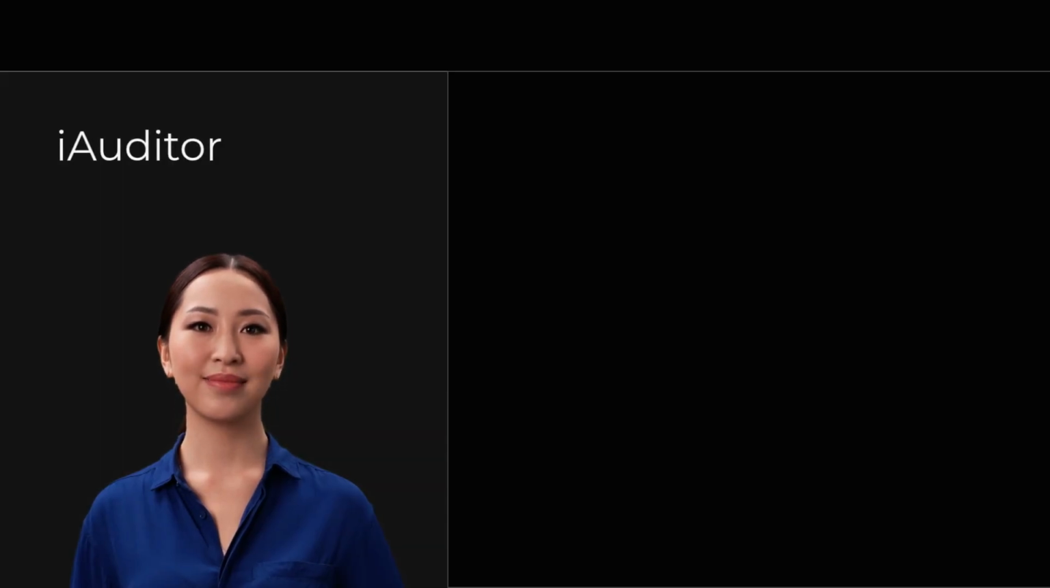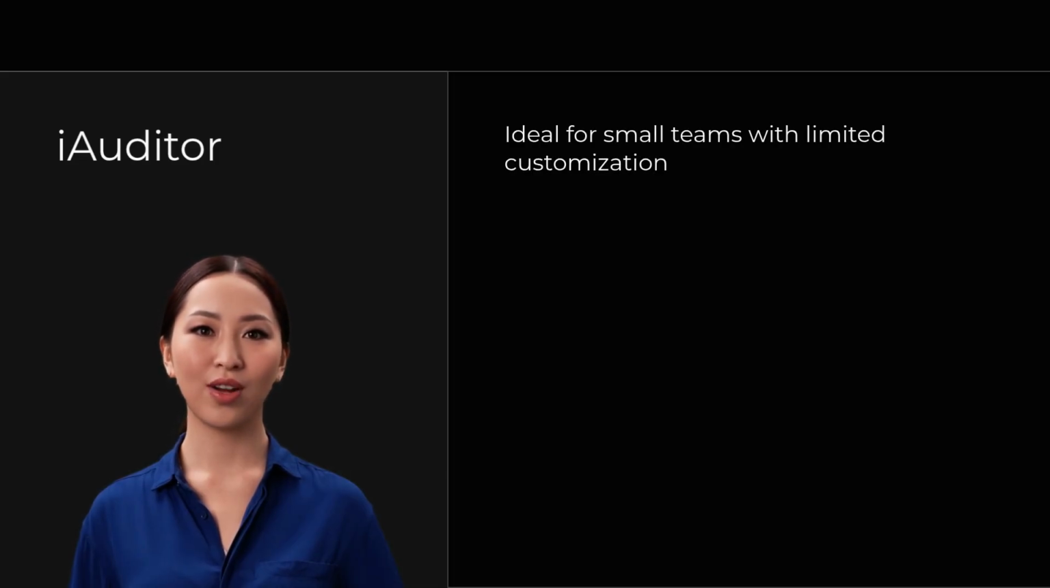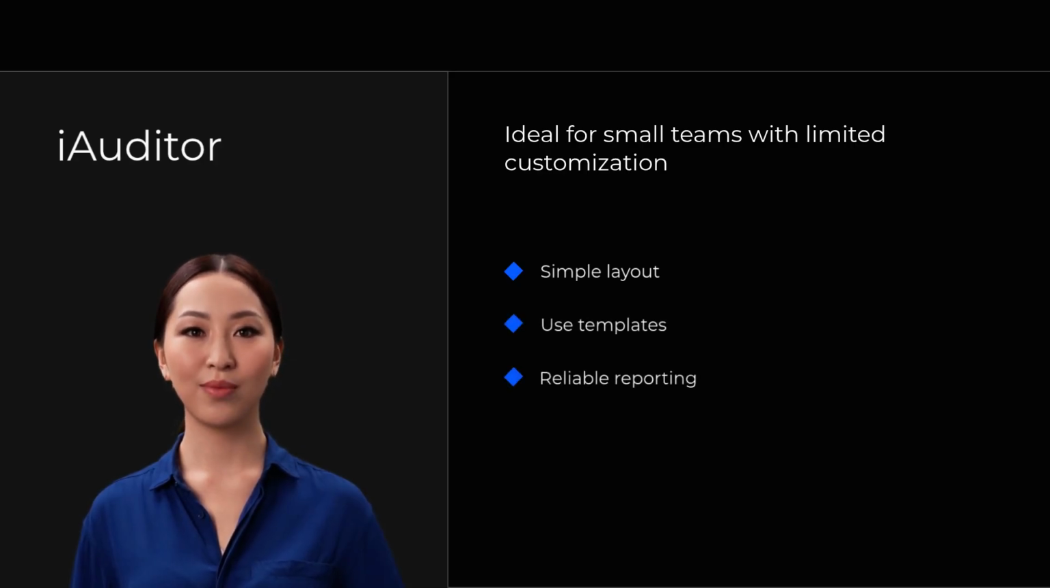eAuditor Pro offers a simple layout ideal for small teams. Use ready-made templates or build your own, though customization is limited. Audit Master focuses on structured workflows and compliance. It's useful for industries with heavy regulations. Both apps deliver reliable reporting.